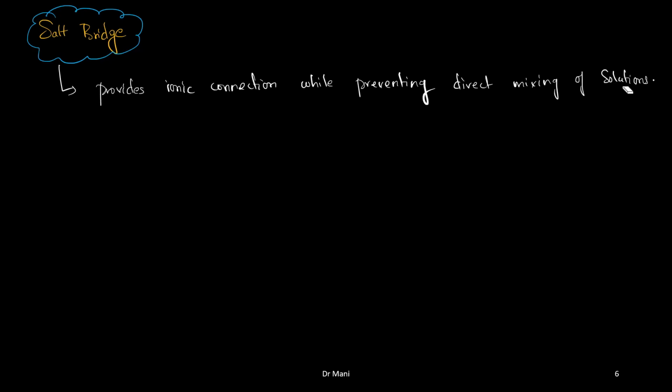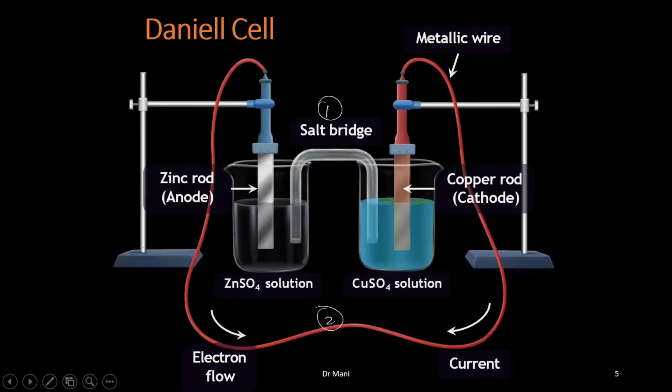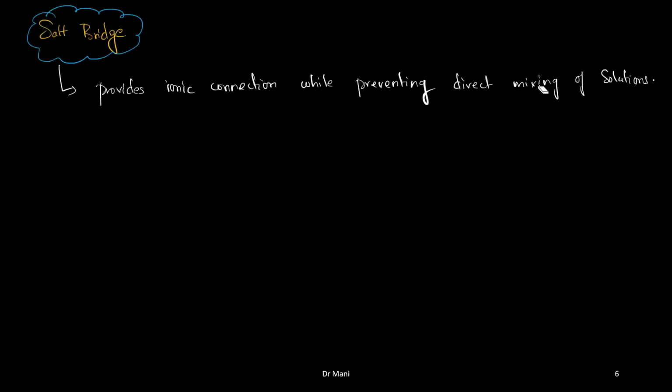Here, solution in the sense, the solution in the anion half cell and the solution in the cation half cell. That is nothing but the ZnSO4 solution and the copper sulfate solution. You understood? So it will help the exchange of the ions, but it will not allow the zinc sulfate solution to move to the copper sulfate or copper sulfate to move to the zinc sulfate. So it prevents direct mixing of the solutions. Is that clear? Yes, sir.